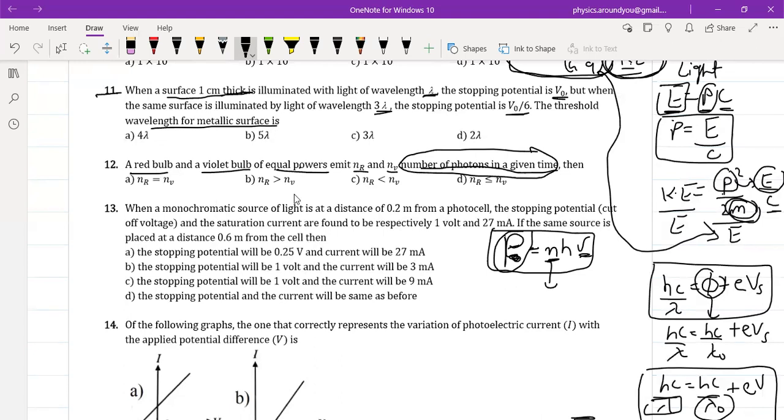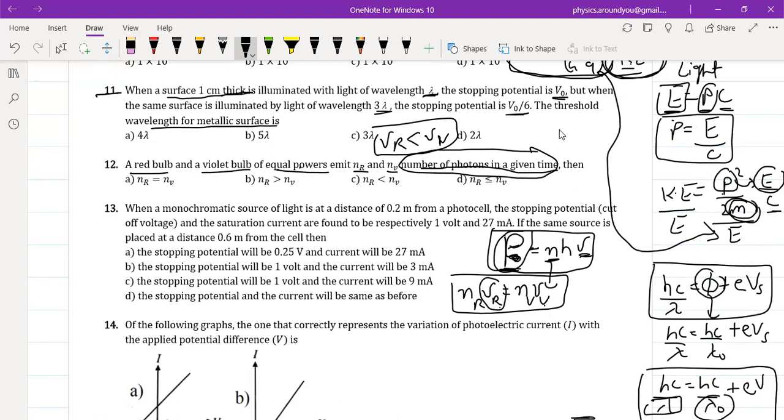We know both red and violet have the same power. So NR nu R should be equal to NV nu V. Why? Because both of them have the same power. Frequency of red is less than frequency of violet. Only if you know this, you can do the question. Frequency of red is less than frequency of violet, right?